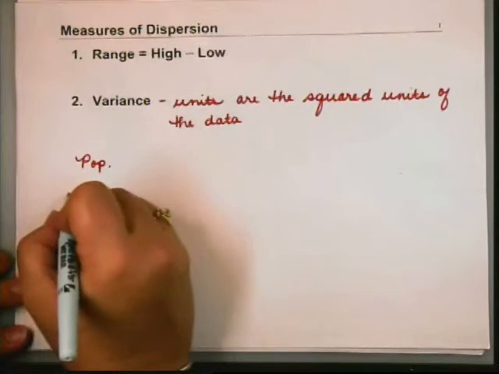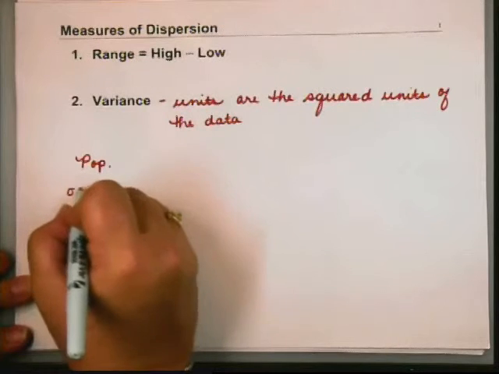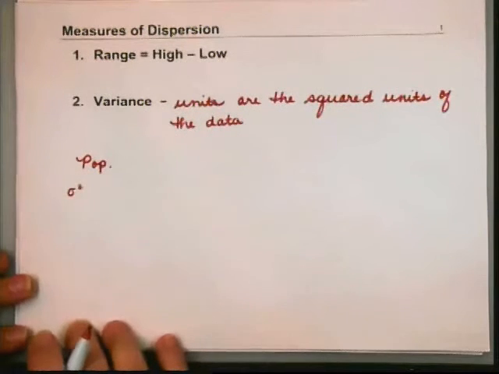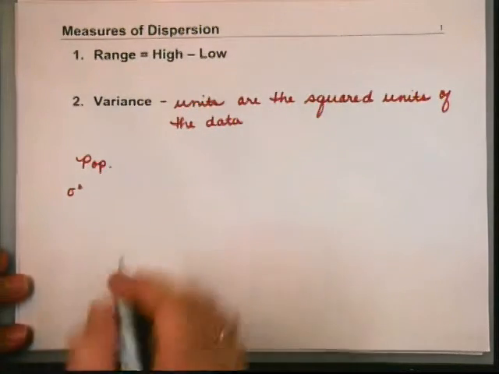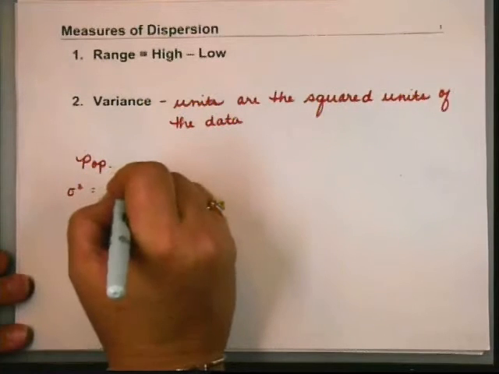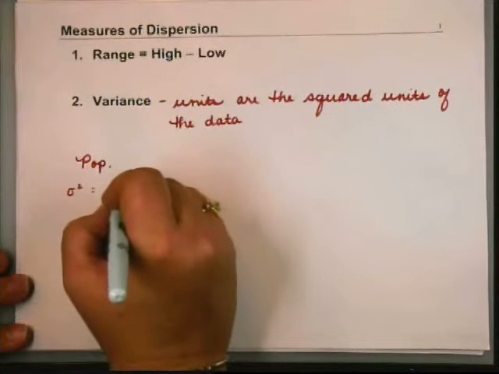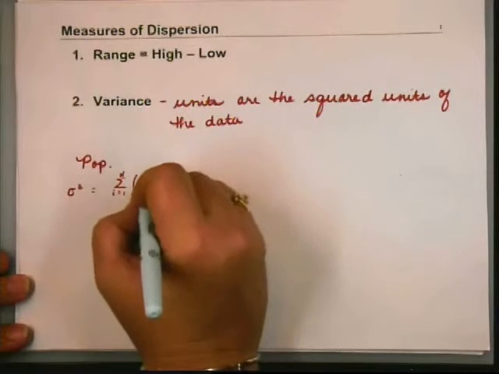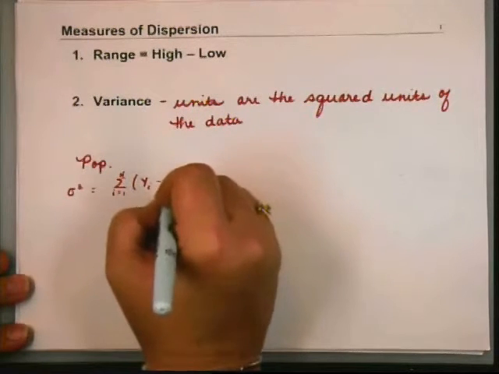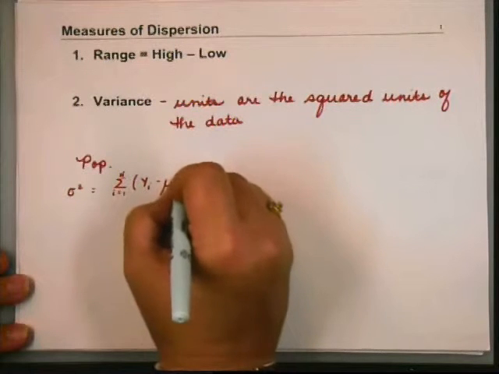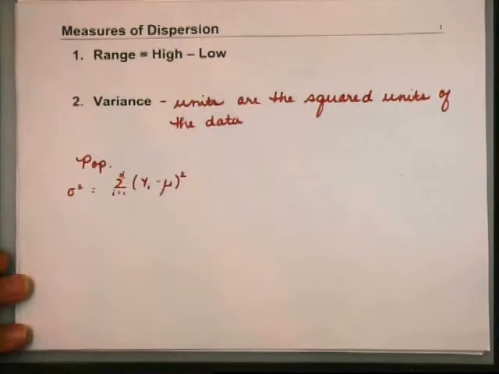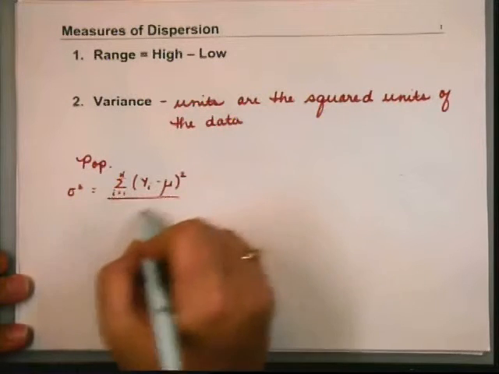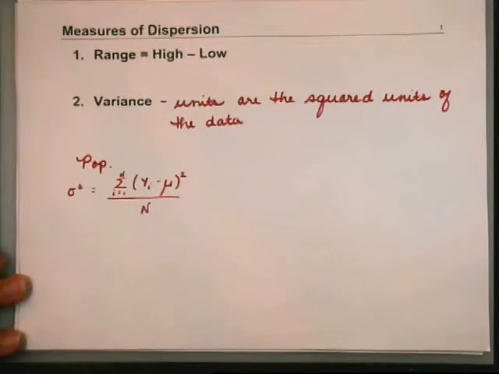For population variance, we use lowercase sigma squared to denote population variance. To compute this, this is given by the summation from i equals 1 to capital N of the quantity y sub i minus population mean mu, close the quantity and square it. So that says we square all these differences and then add up, divide by population size capital N.